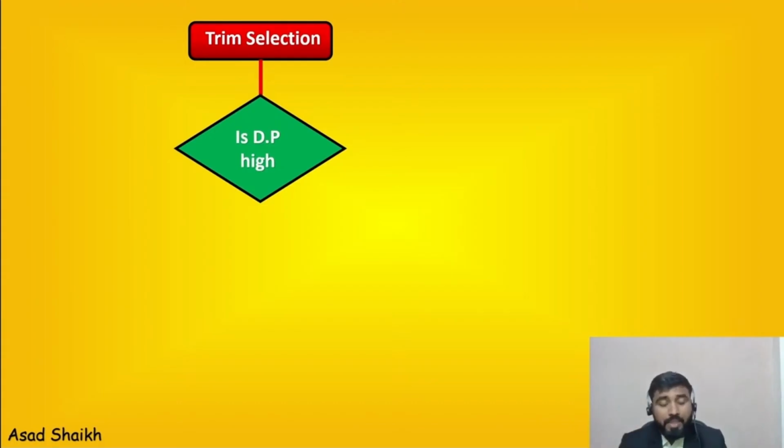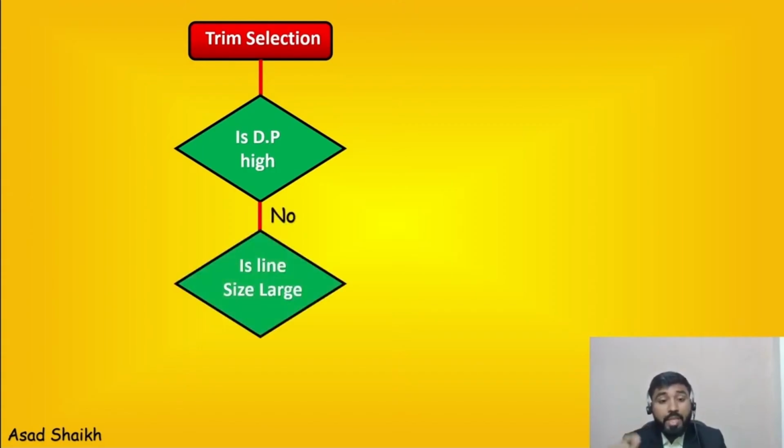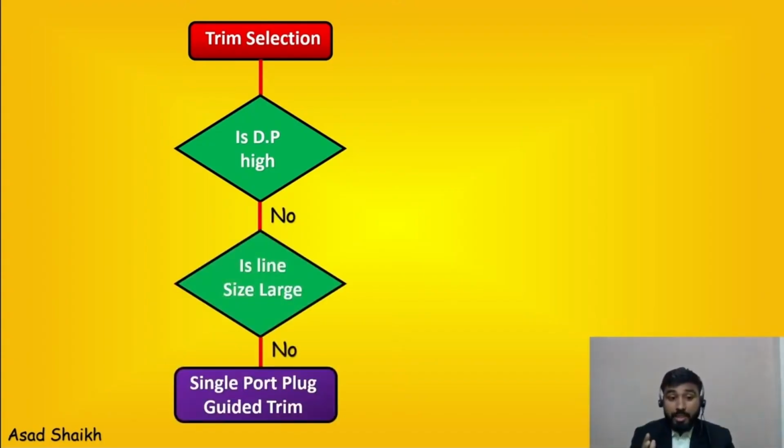As the DP increases, 50 bar, 100 bar, you have to understand how the DP is. Once you know that, then you look for whether the line size is large. If the line size is also not large, then you should go for a single port plug guided valve. Plug guided means the plug itself is contoured to that level instead of cage guided. You might go with plug guided, which should be okay for very small sizes. The DP is also less. Go for that, save your cost.